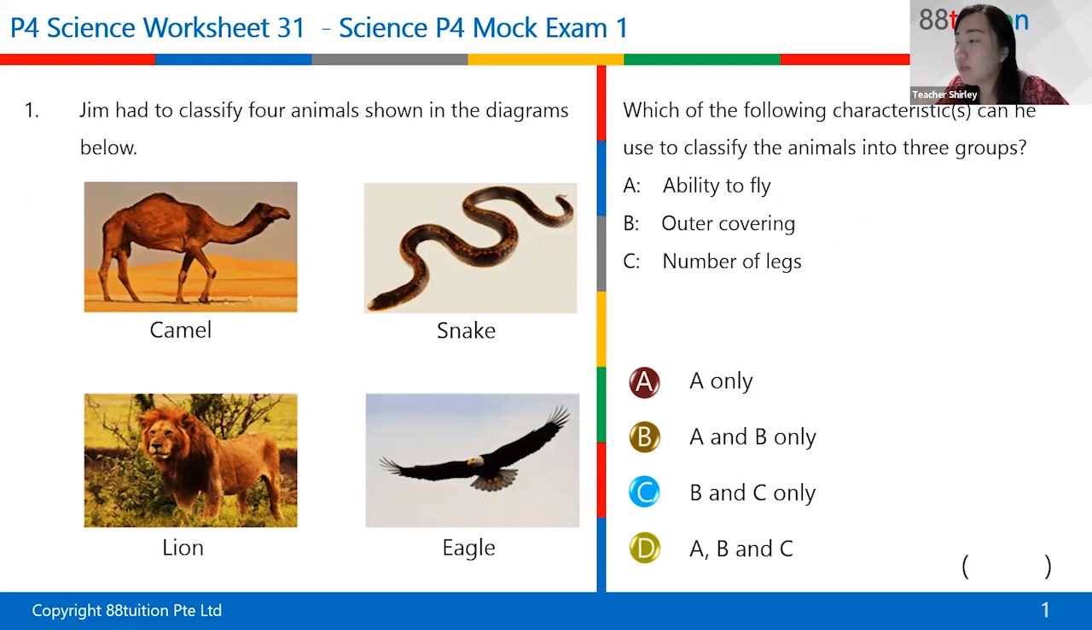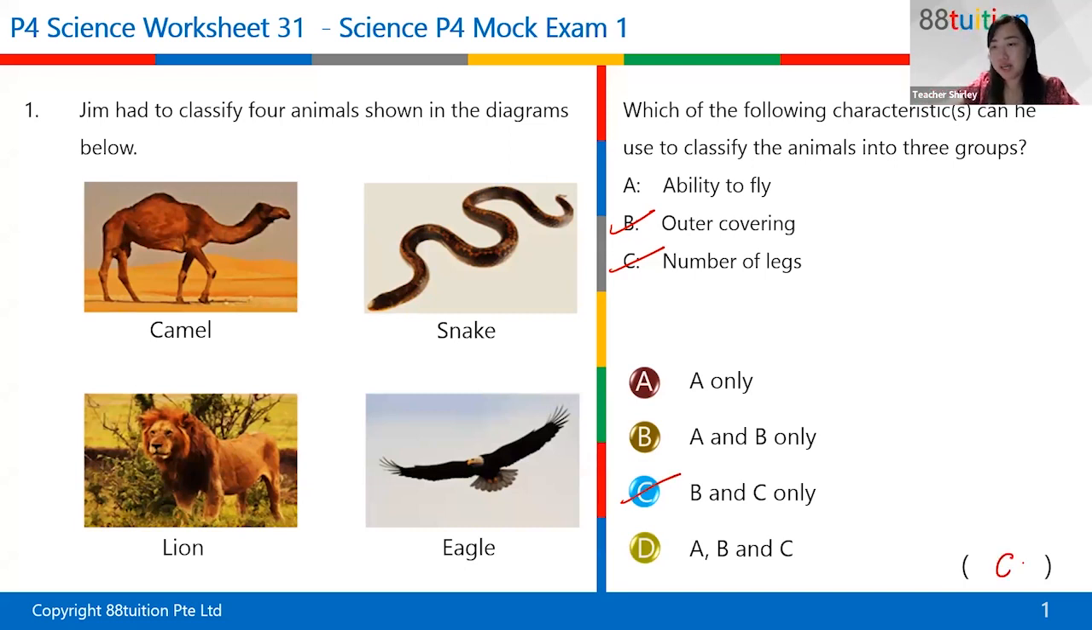Okay, now would you like to explain number of legs? How do we actually classify them into 3 groups based on number of legs? The eagle has 2 legs, lion and camel have 4 legs, and the snake has no legs. Well done. Okay, so these are the 2 ways. Now, in terms of ability to fly, either they can fly or they cannot fly. So it's into 2 groups, so it's not counted. Therefore, the ways to classify them will be based on outer covering and number of legs. So your answer is C.